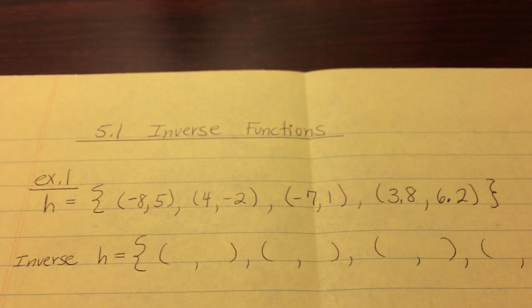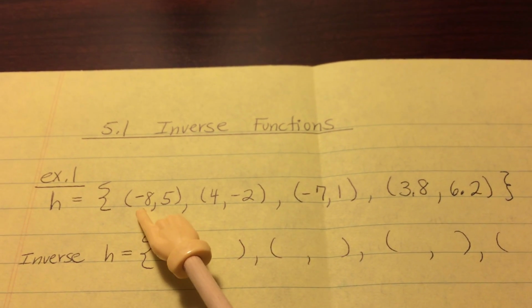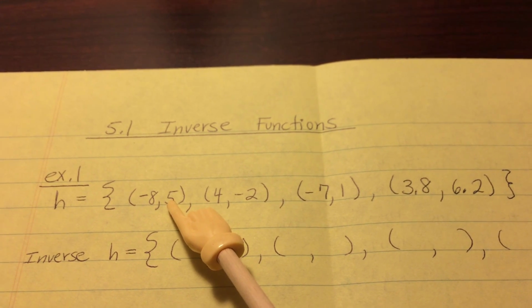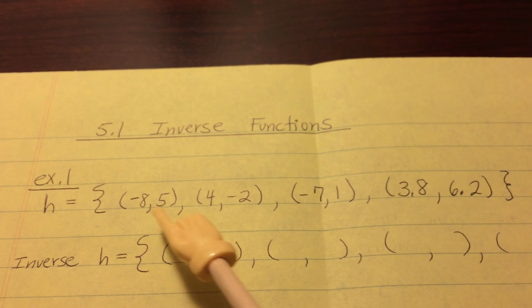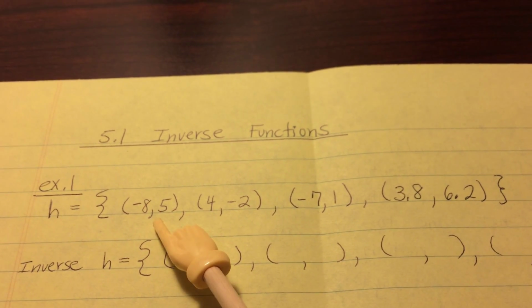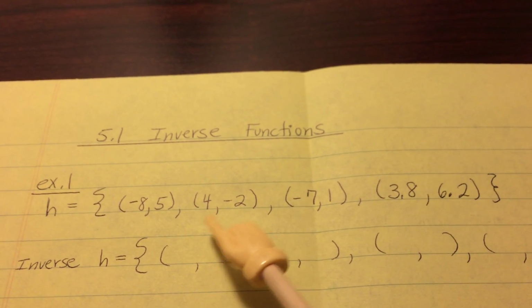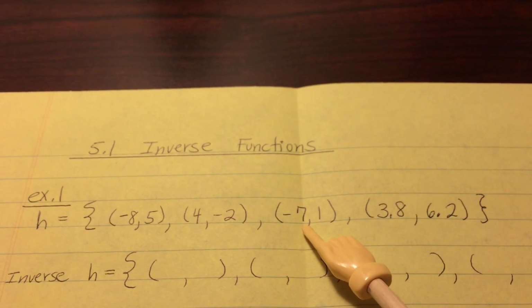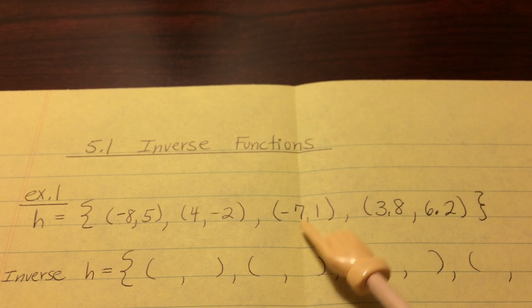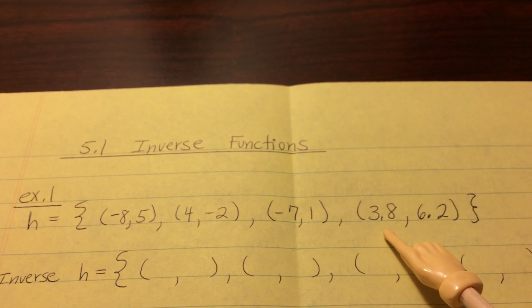Each one of these is a little coordinate. It's like a little x and a y right there, right? That's why they're in parentheses, and there's a comma in between. And that's one point. Then another point would be 4 comma negative 2. Then a third point will be negative 7, 1, and then 3.8 and 6.2.